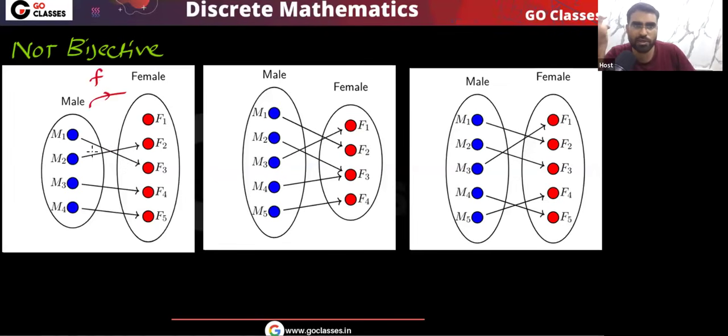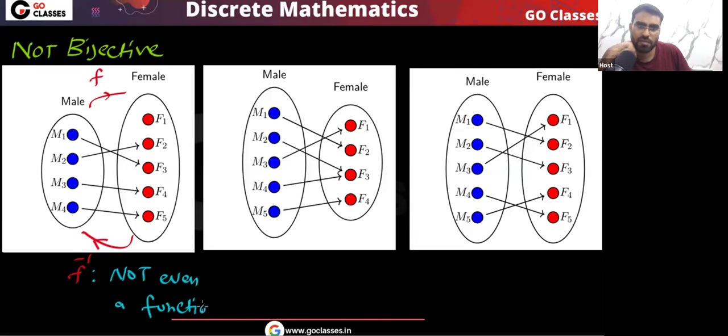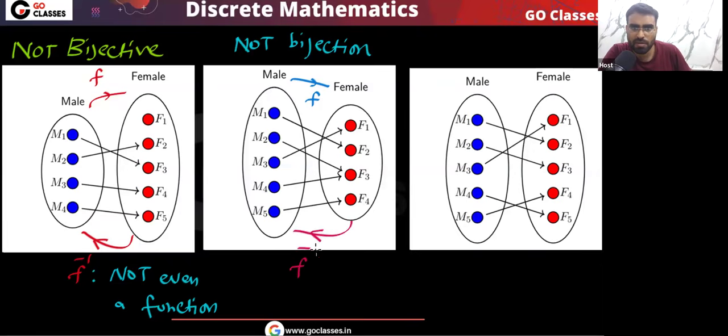This function f is given to you. In the reverse direction, is this even a function? In the reverse direction, this is not even a function. Agree with me? Similarly, this is a function f. Is this a bijection? Again, this is not a bijection. Now tell me, in the reverse direction, is this even a function? You can check, it is not even a function.